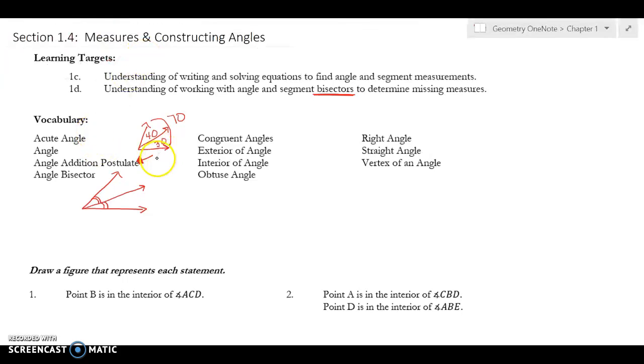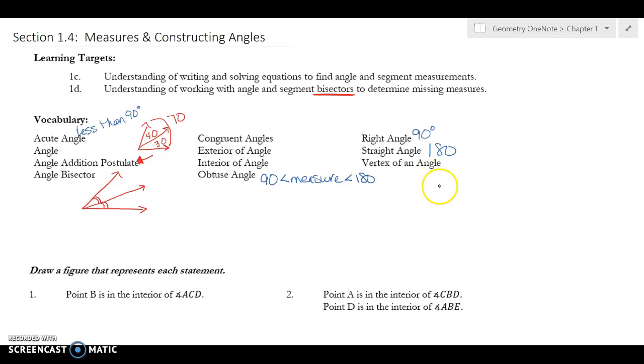Remember, an acute angle is less than 90 degrees. A right angle is 90 degrees. An obtuse angle is greater than 90, but it's also less than 180, so it's somewhere in between 90 and 180. And then a straight angle is 180.